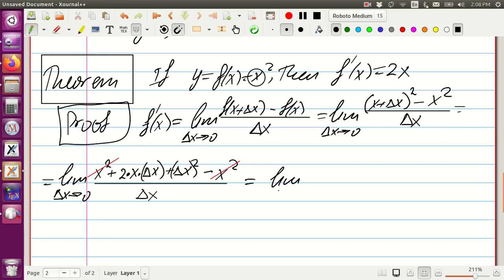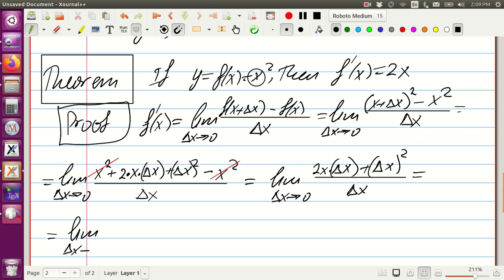We're left with the limit as delta x goes to 0 of 2x delta x plus delta x squared, divided by delta x. And as before, we're going to factor delta x out, so it's going to be the limit as delta x goes to 0. We factor delta x out, 2x plus delta x, that's what's left. Let's see if we did it right. This delta x is over here, so there is only 2x. And one of those is also outside, so we have delta x.